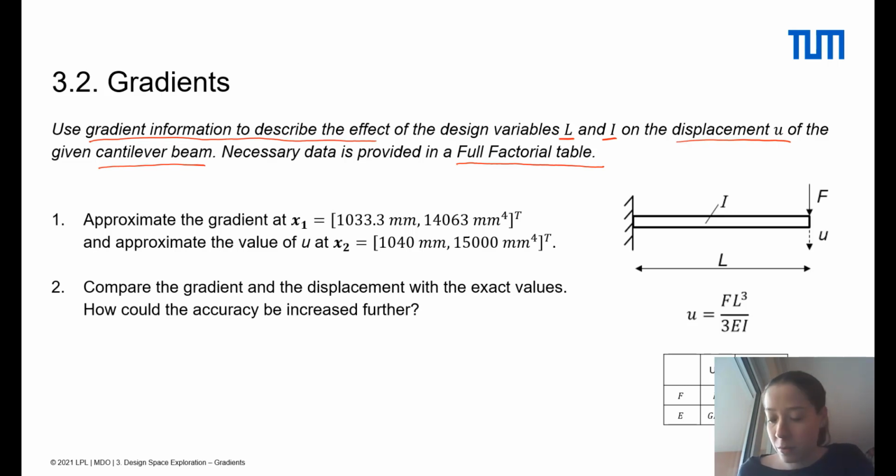And the objective function is the displacement u at the tip, and this displacement depends on the length of the beam and also on the inertia. So length and inertia are our design variables. For the first task of 3.2, we have to approximate the gradient at x1 and approximate the value of u at x2. And then we have to compare the approximate gradients with the exact values.